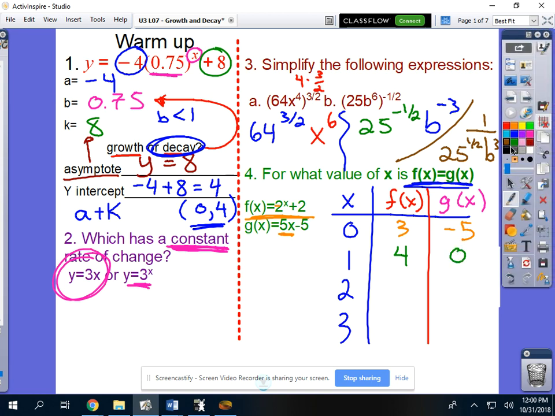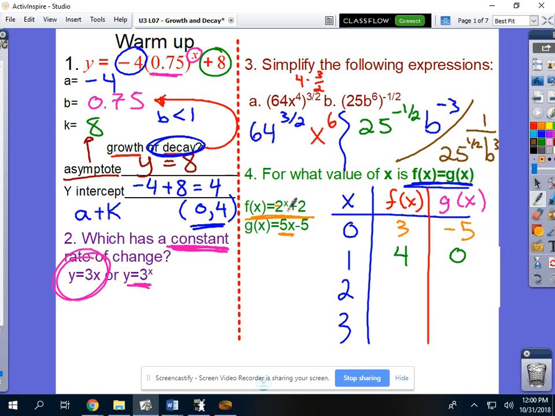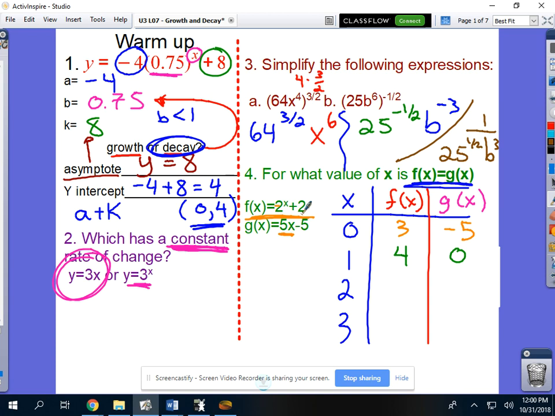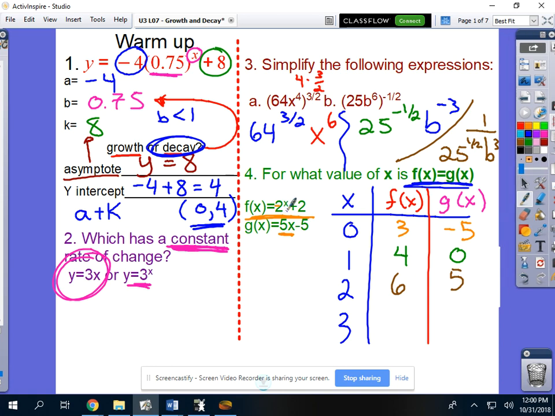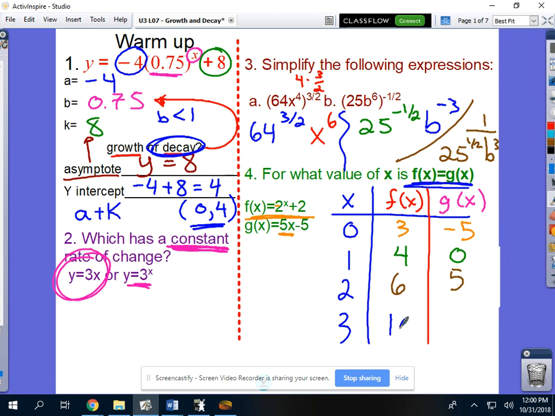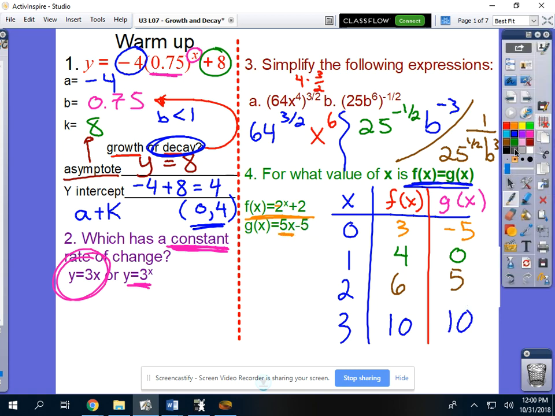Still not equal. Plug in 2. 2 to the 2 is 4. 4 plus 2 is 6. Plug in 2 here. 2 times 5 is 10. 10 minus 5 is 5. Keep going. Plug in 3. 2 to the 3 is 8. 8 plus 2 is 10. 5 times 3 is 15. 15 minus 5 is 10. Looky there. So what is our answer?